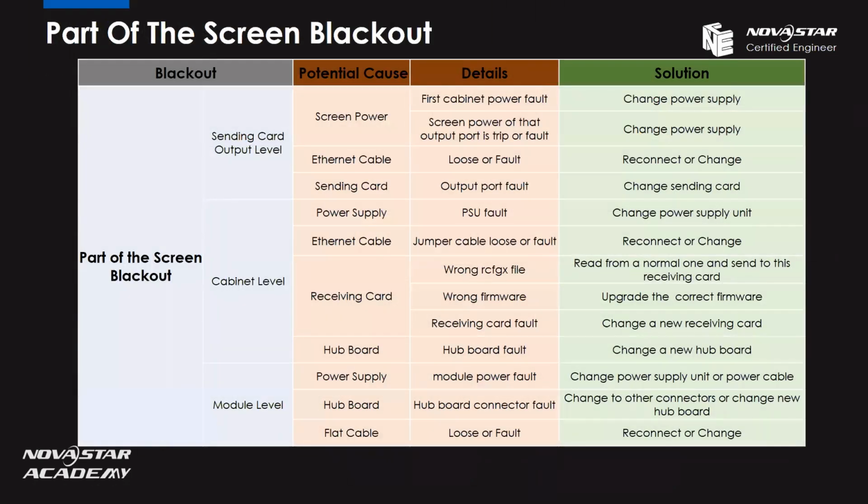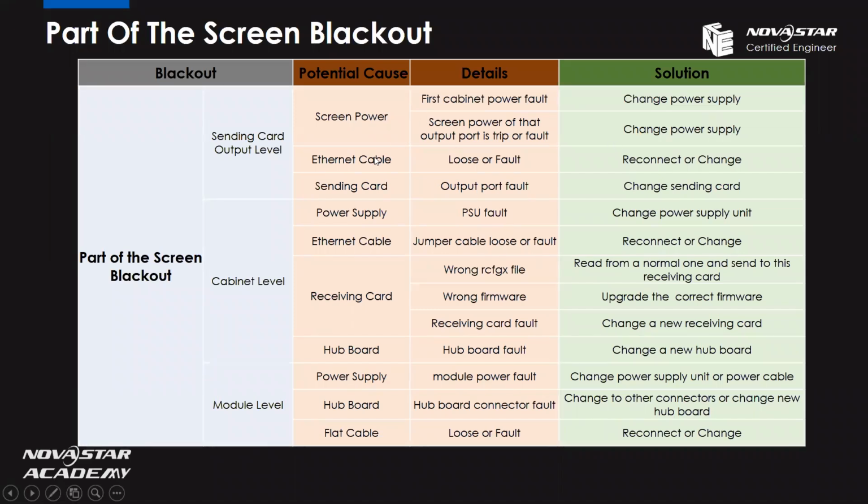Okay, now let's see the partial screen blackout issue. This issue can be divided into 3 situations: the sending card output level, the cabinet level, and the module level. For the sending card output level, we need to check the screen power. If the first cabinet power is faulty, or the screen power of that output port is tripped or faulty, in these 2 cases, we need to change the power supply.